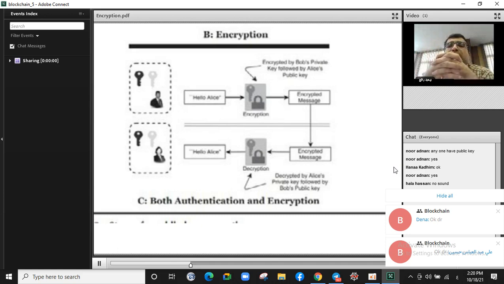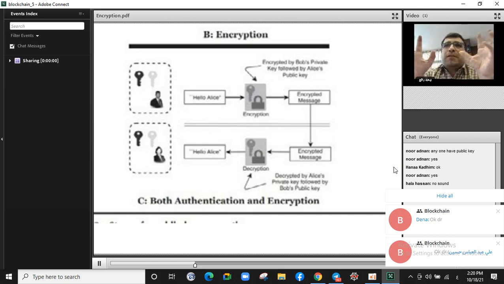So everybody who has Bob's public key can simply decrypt the message, but Bob now doesn't send this message. Before that, he encrypts the message again, this time with Alice's public key. Then he sends this twice-encrypted message through the network to Alice.